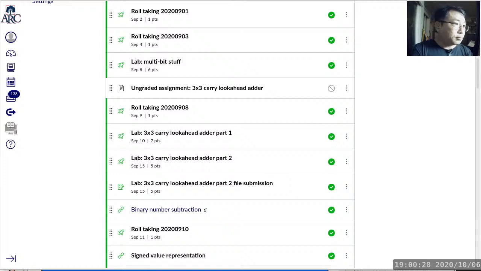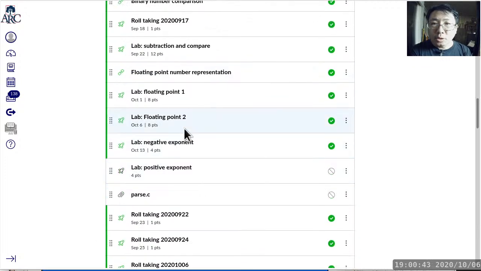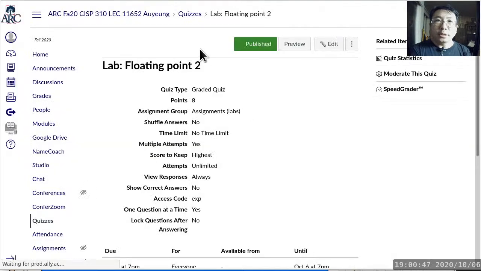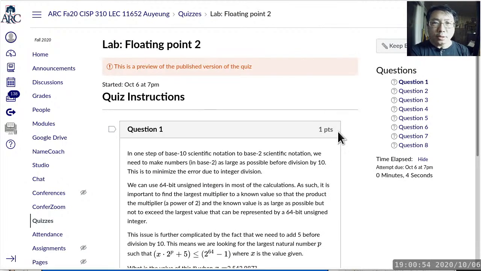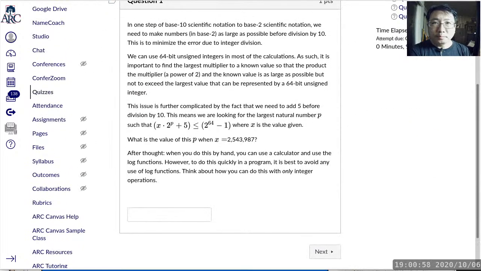All right. Oh yeah, problem 4 is one of the more interesting ones. And this is what we are at. Moving on. Floating point 2. Okay, that's the lab. All right. So we'll go to preview mode. So that means I'm getting a set of problems just like you guys do. All right, so we'll look at question number 1.